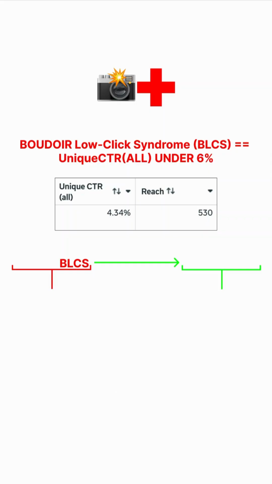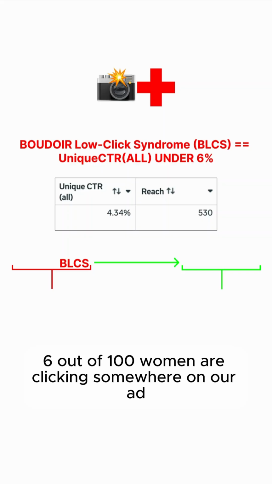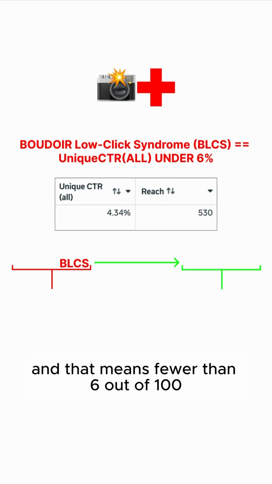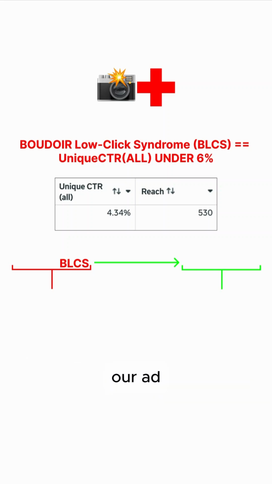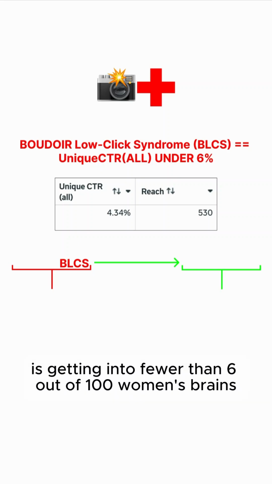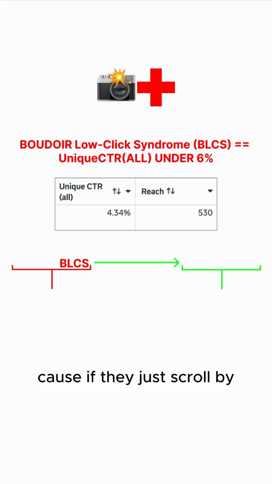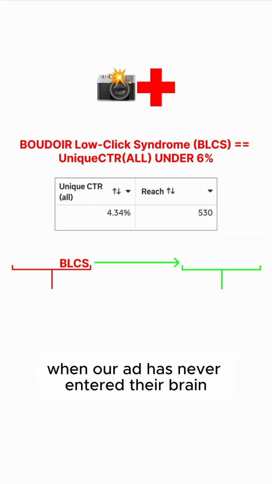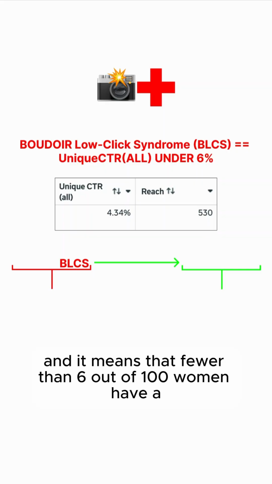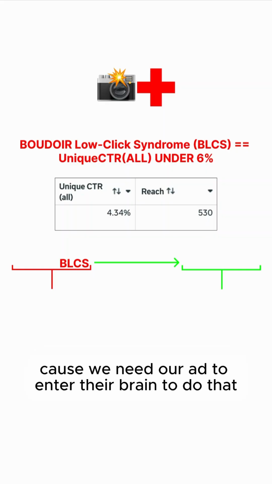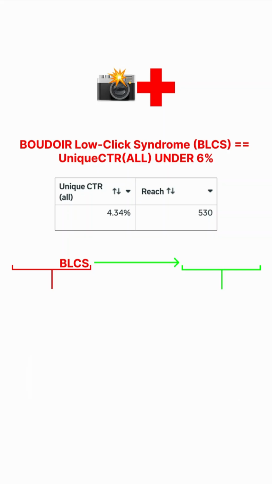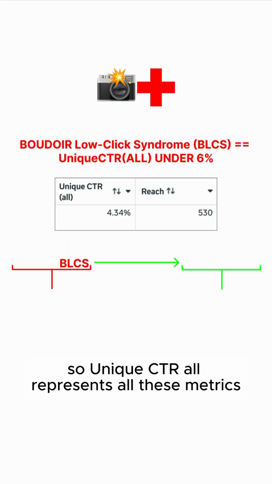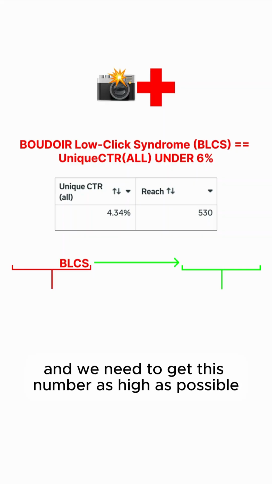Now, this means fewer than 6 out of 100 women are clicking somewhere on our ad. And that means our ad is getting into fewer than 6 out of 100 women's brains. Because if they just scroll by, our ad has never entered their brain. And it means that fewer than 6 out of 100 women have a non-zero chance of buying from us, because we need our ad to enter their brain to do that. So unique CTR represents all these metrics, and we need to get this number as high as possible.